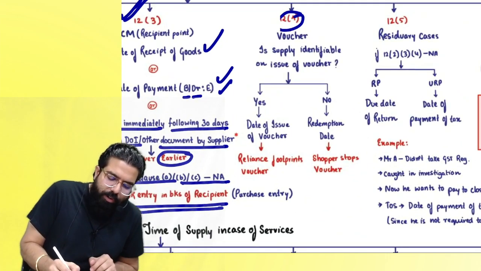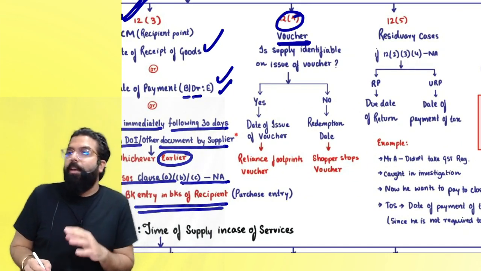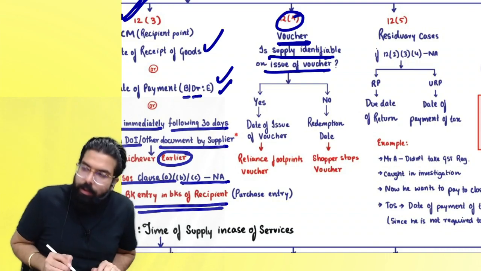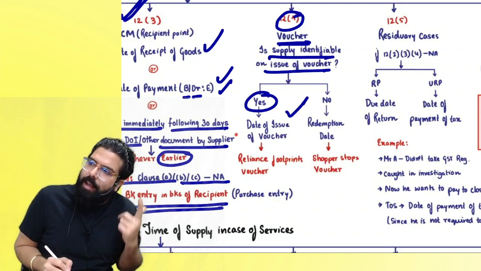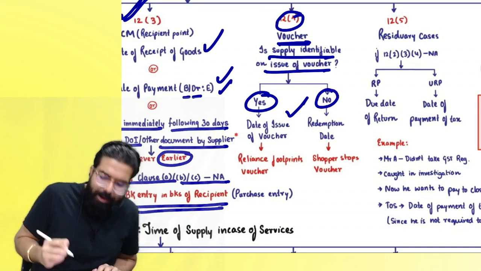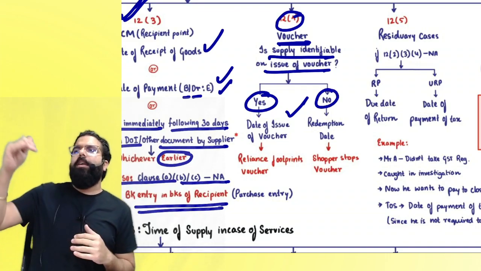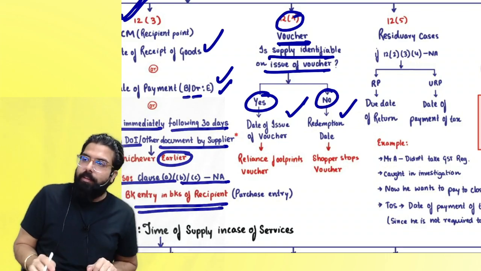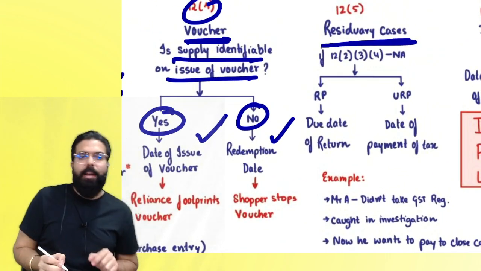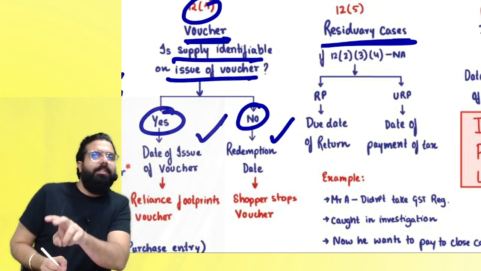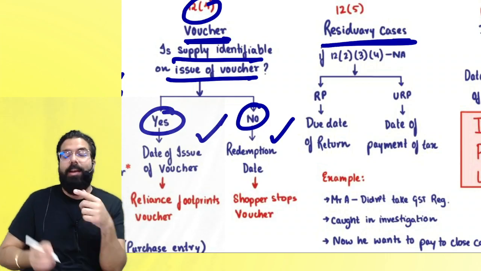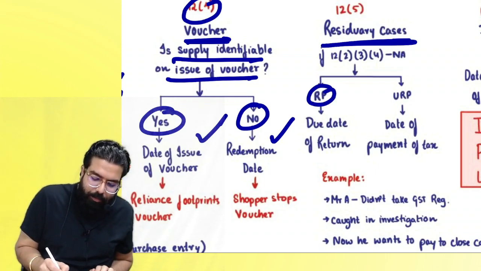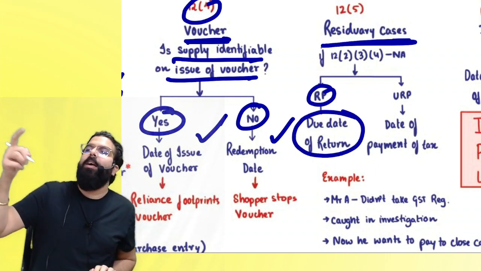Section number 12(4) goes ahead and says, in case of voucher, is the supply identifiable? Yes, sir. Supply is identifiable. Date of issue of voucher will become the time of supply. If the supply is not identifiable, sir, redemption date will become the time of supply. Residuary cases, basically wherever it is not forward charge, reverse charge, or voucher case. Are you a registered person? Yes, sir. If you are a registered person, your time of supply will be the day you are going to file the return.